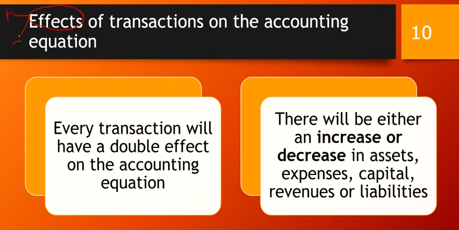So increase or decrease di mana? Di asset, expense, capital, revenues, liabilities. Okay. So basically you all just kena ingat LOR. LOR ni mesti kena tulis jauh macam ni, sebab nanti chapter 4 akan tunjuk this one is debit side, this one is credit side.